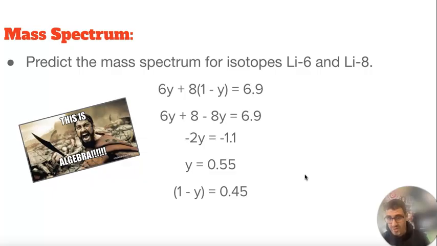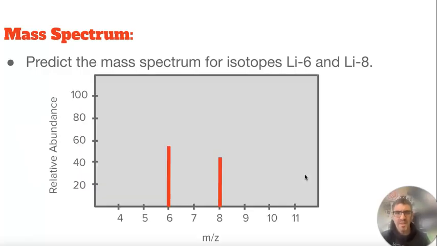To solve for the fractional abundance of my other isotope, I simply take the difference and I get 0.45. If we go back to our mass spectrum, this is relative to percent, so we need to multiply it by 100, so we get 55 and 45% respectively.